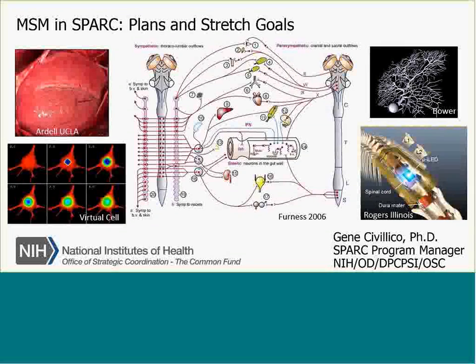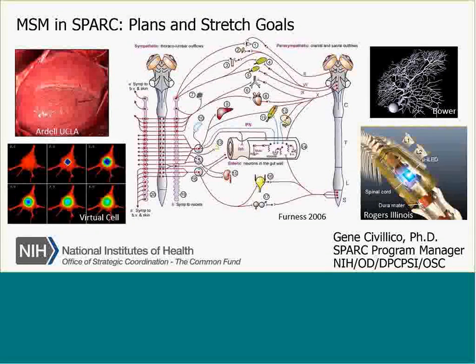Now I'd like to introduce the final speaker for this morning's session. Our speaker is Dr. Eugene Civillico. Gene is the program manager for the SPARK program, which is a program within the NIH Common Fund. The SPARK program stands for Stimulating Peripheral Activity to Relieve Conditions. This program seeks to use the latest anatomical, physiological, and computational methods, including predictive simulations, to drive mechanistic target development for neuromodulation of organ function via peripheral nerves. Before joining NIH and SPARK, Dr.